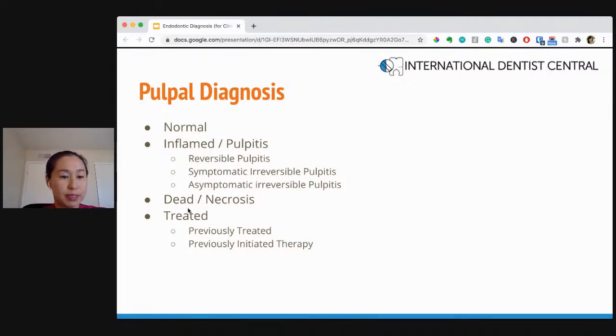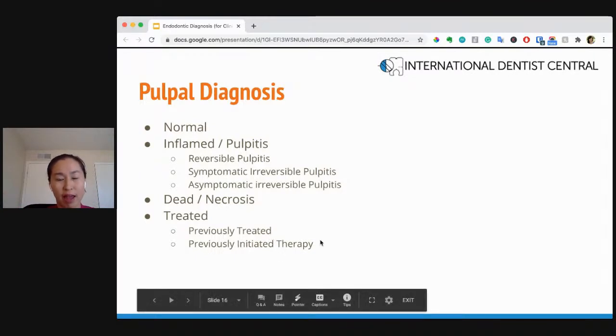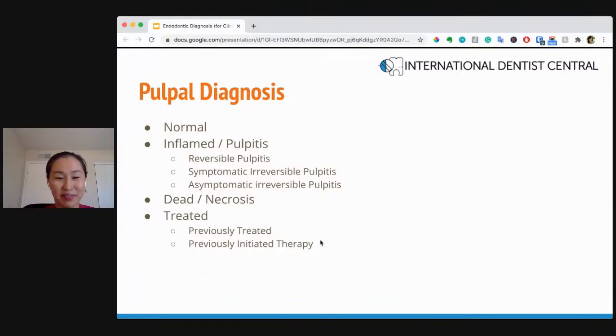When the pulp is dead, we call that necrosis. And then previously treated, which is a tooth that has received a root canal treatment from start to finish, like it's done, or a previously initiated therapy, half completed, not all the way done. So that's also something that you'll see here and there.